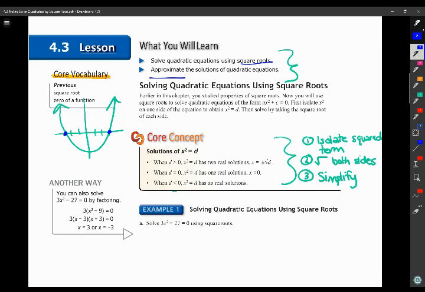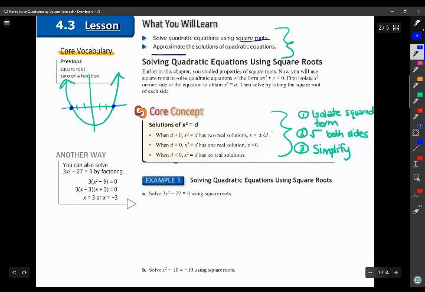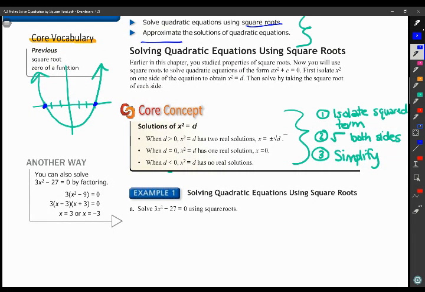When I look at this whole idea of solving a squared function or a quadratic function with a square root, a couple of things come into play. We're going to isolate the squared term. So we have these steps here. The first thing we want to do is isolate the part that's squared. The second thing is we're going to take the square root of both sides. And the third thing is we're going to simplify. Those are the steps we need to go through.